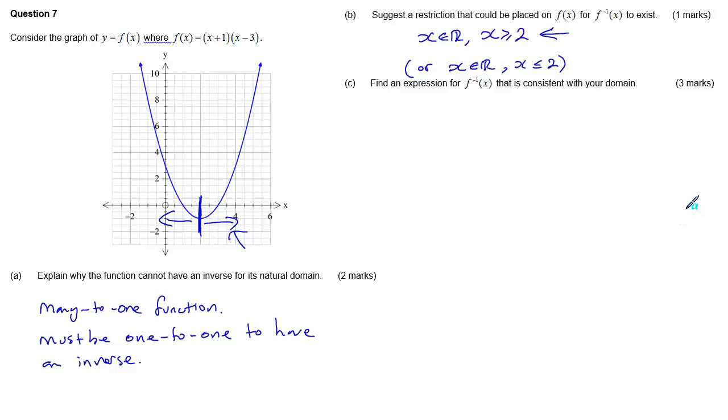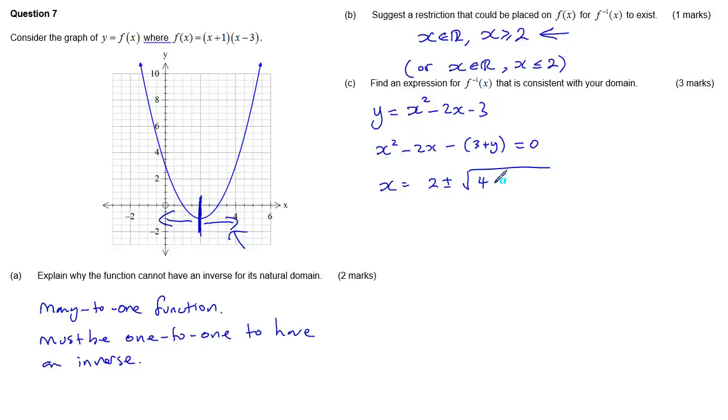Now we want an expression for the inverse. So in the usual way, y is going to be, expand this out, x squared minus 2x minus 3. So that gives us x squared minus 2x minus 3 plus y is equal to 0. Use the quadratic formula. So x is going to be the negative of negative 2, so a positive 2, plus or minus the square root of b squared, so that's going to be 4, take away 4 times 1 times negative 3 plus y, all over 2a, which is just 2.